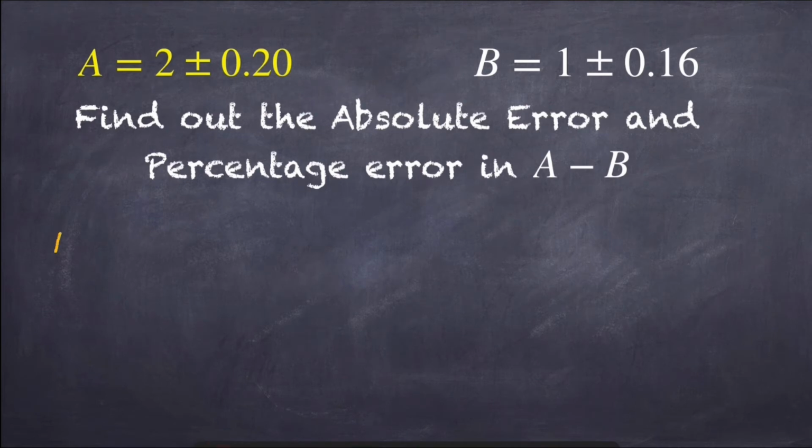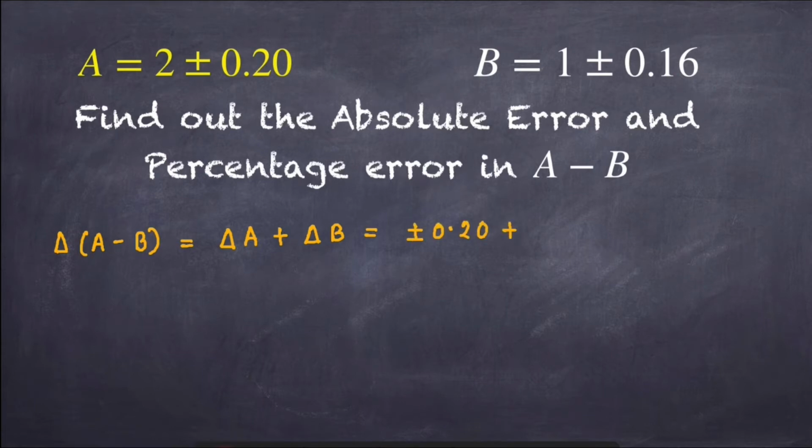So the absolute error in the expression a minus b will be equal to the absolute error in the expression a plus the absolute error in the expression b. What is the absolute error in the expression a? Plus minus 0.20, plus what is the absolute error in the expression b? Plus minus 0.16. So the absolute error in the expression a minus b will be equal to plus minus 0.36. Now we need to find out the percentage error in the expression a minus b.